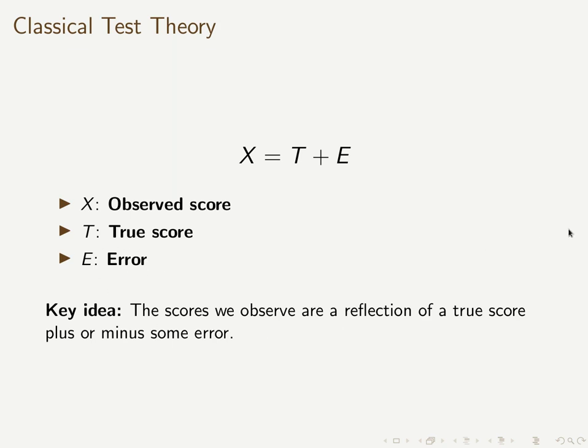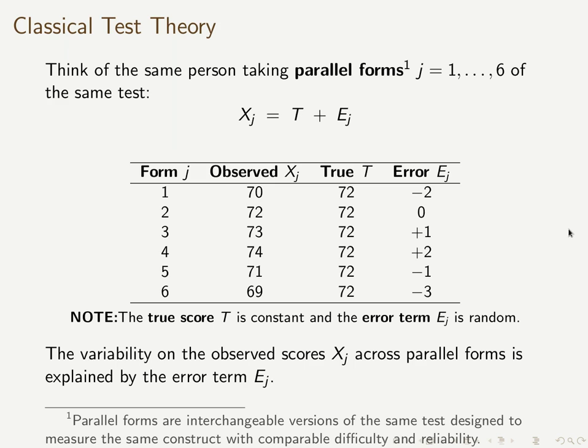So what does this mean? Well, let's think about it in terms of an example. Let's think of a single person that's taking 6 parallel forms of a test. And here, parallel forms is a technical term that I cannot avoid. It's a technical term that we use to refer to interchangeable versions of the same test or measurement instrument. We say that they're interchangeable because we assume they all have the same difficulty and reliability, and because, of course, they are all designed to measure the same construct, to evaluate the same skill, the same knowledge.